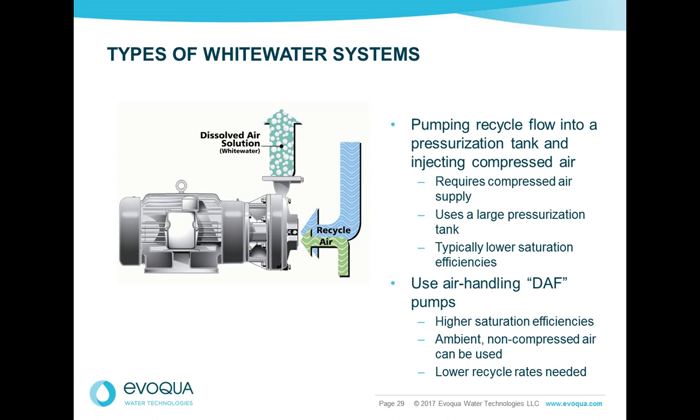With those higher saturation efficiencies, these systems require a lower recycle flow rate to produce the same amount of dissolved air compared to a more traditional system. So that increased saturation efficiency allows for a lower recycle rate, which means there's a lesser hydraulic load on the DAF system, which makes the DAF smaller. These DAF pumps can also use ambient air drawn into the pump, which removes the need for a compressed air supply.